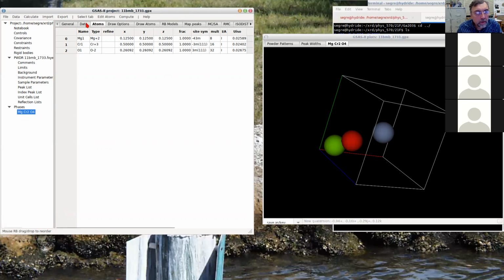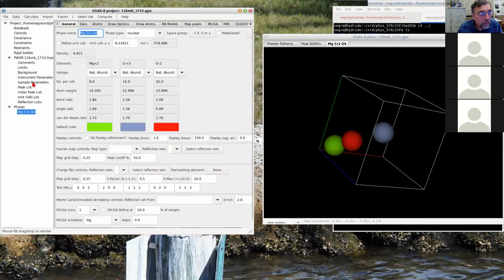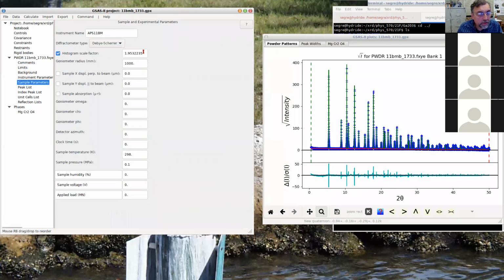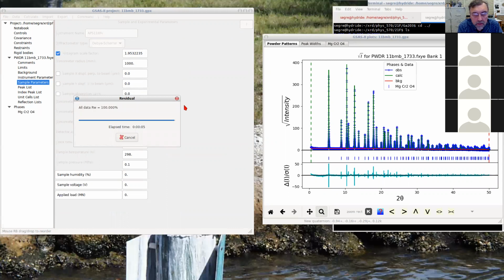All right. So if I now have only the histogram intensity, which is here in sample parameters, I only have this and the background. And let's see if I can do a little bit better. See if this will work. I don't know. It doesn't look good.